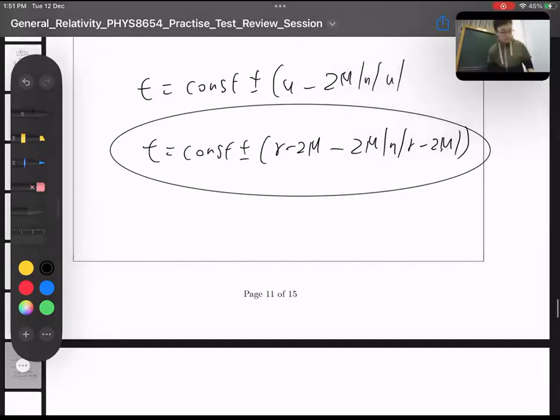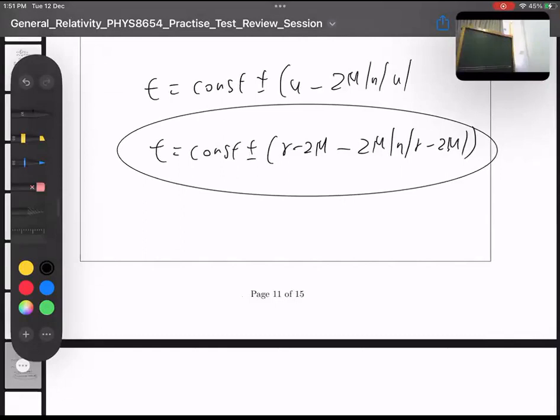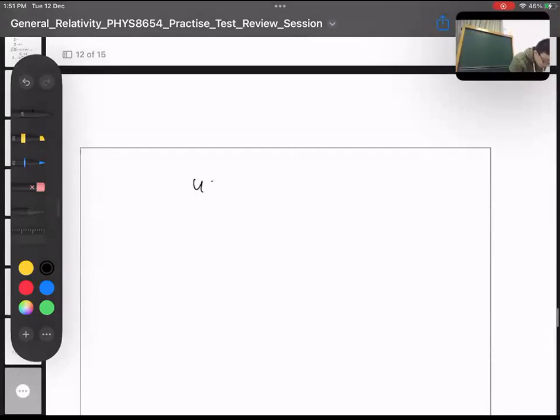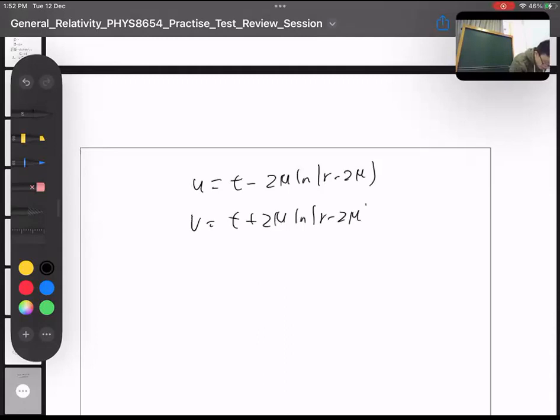The reason why you do it is very simple. Because in this natural log, there is a singularity at r equals 2m. So to get rid of this, you just put e to the power of this to get rid of it. So the null coordinates are actually u equals t minus 2m ln(r minus 2m), and then v equals t plus 2m ln(r minus 2m). The reason why you make this set of coordinate transformations is that you remove the singularity at the event horizon.